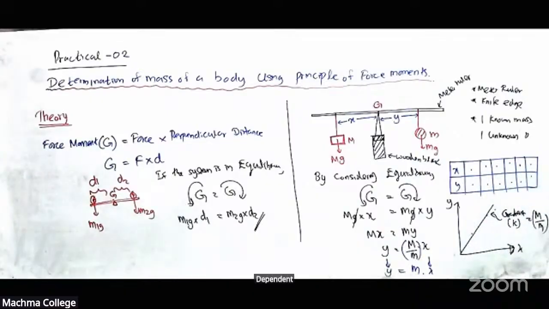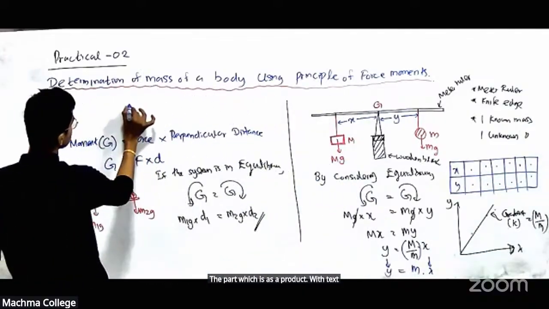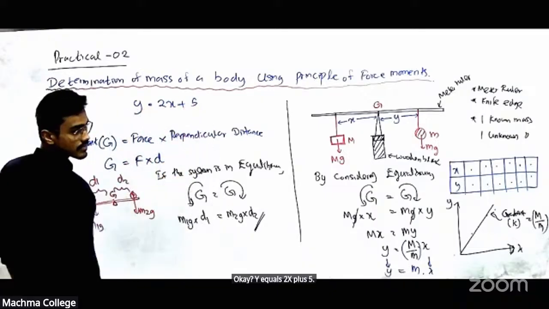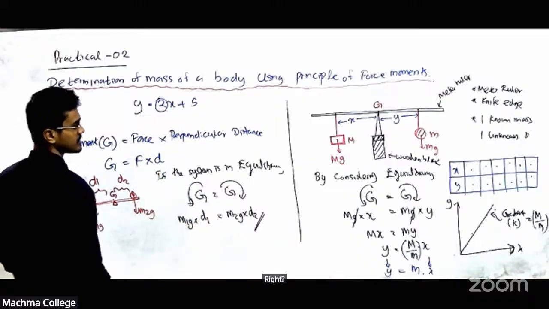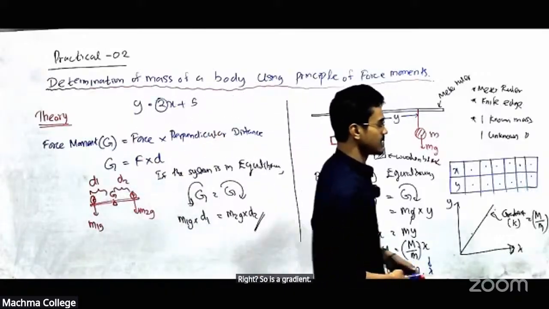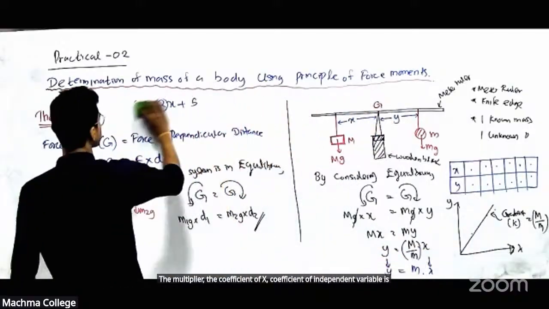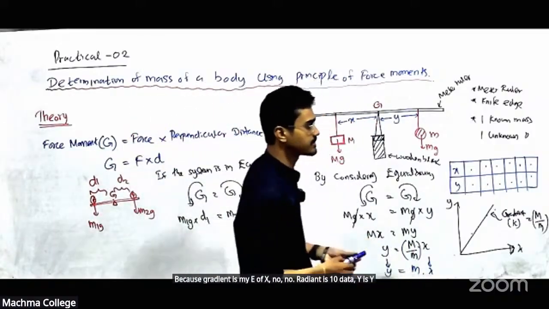Can't it be m instead of asking for the gradient? The gradient is always the part which is a product with x. Let's say you have an equation like y equals 2x plus 5. 2 is the gradient. The coefficient of x, the coefficient of the independent variable, is called the gradient. Gradient is tan theta, that is y over x. That is how gradient is defined.